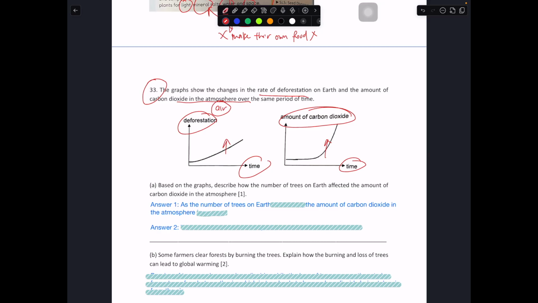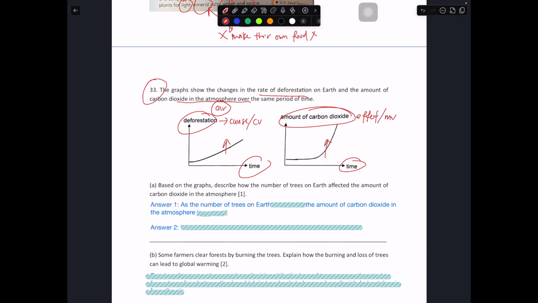Okay? So in this case, you have to identify which one is the cause. The cause is most likely this. Deforestation will lead to an increase in the amount of carbon dioxide. This is actually your effect. So in short, this is your change variable. This could be your measured variable if you think about it this way.